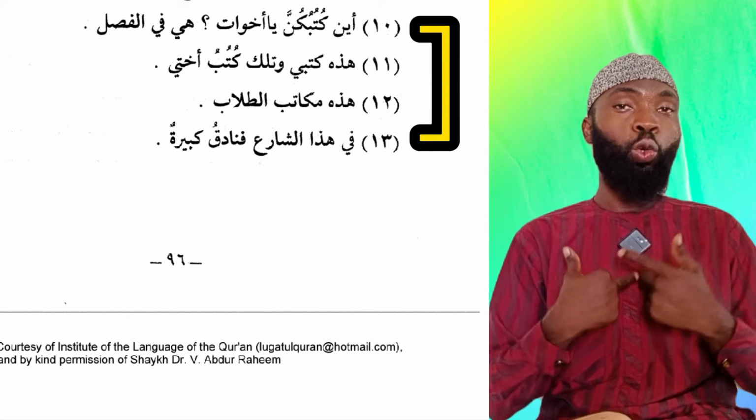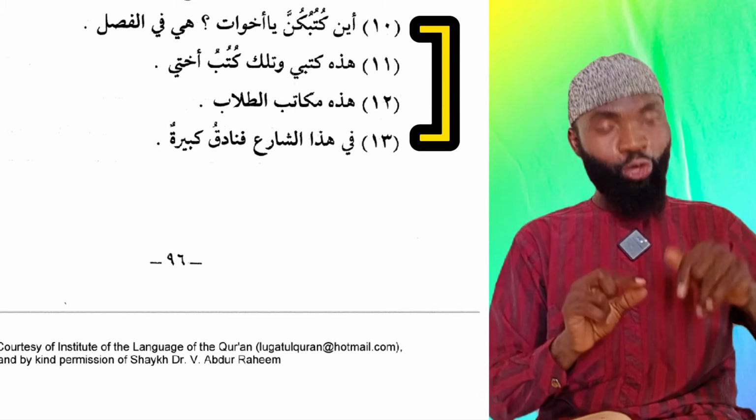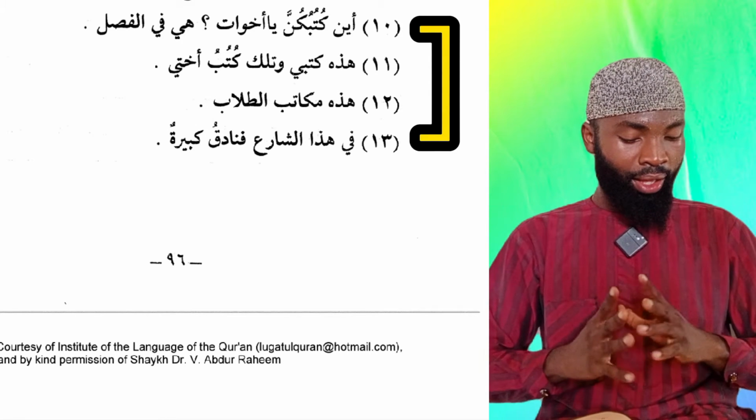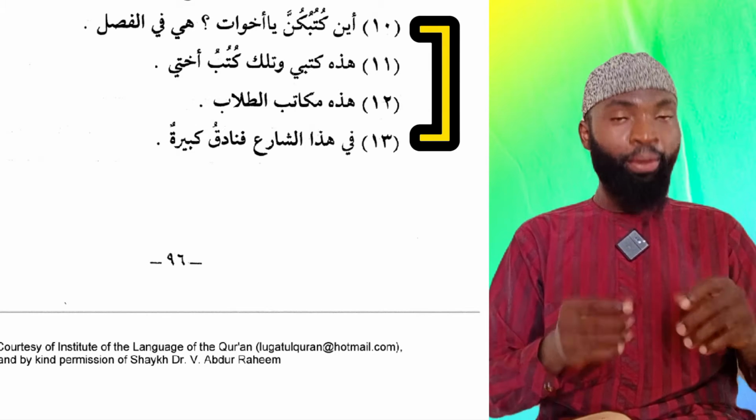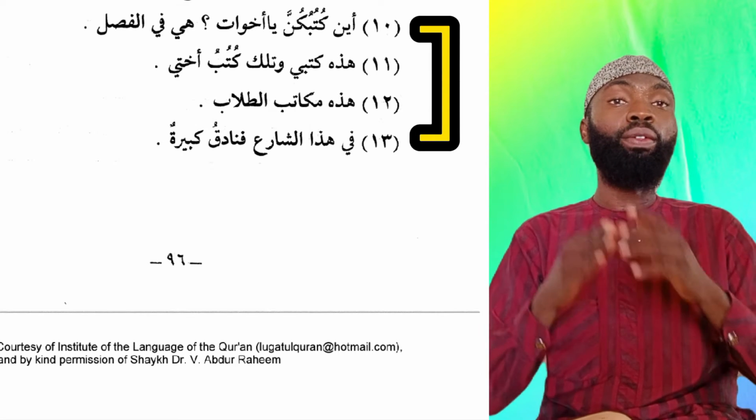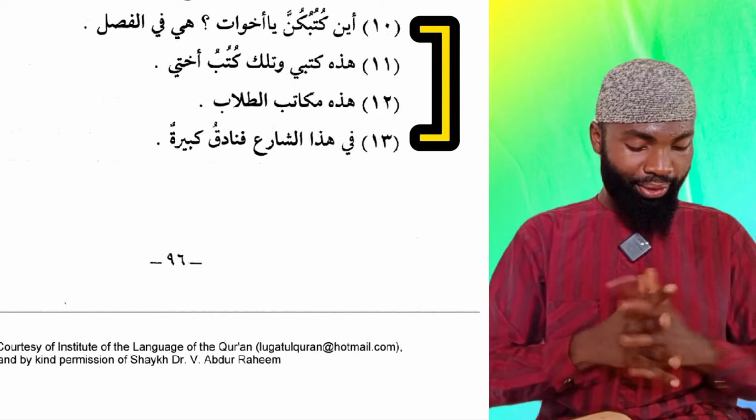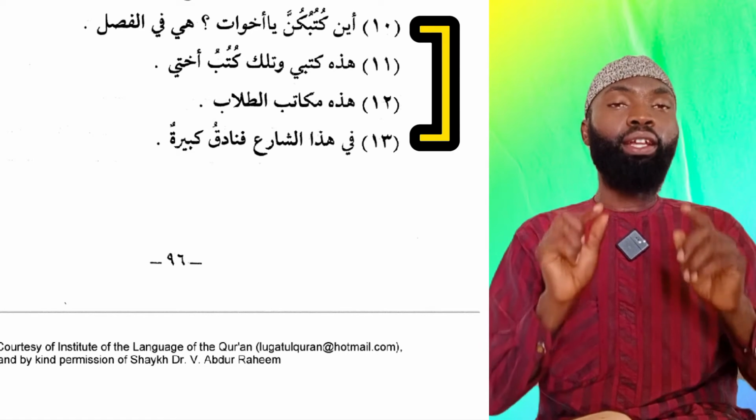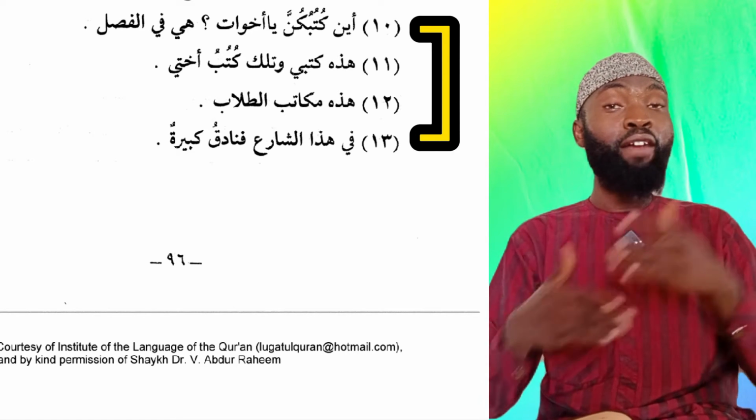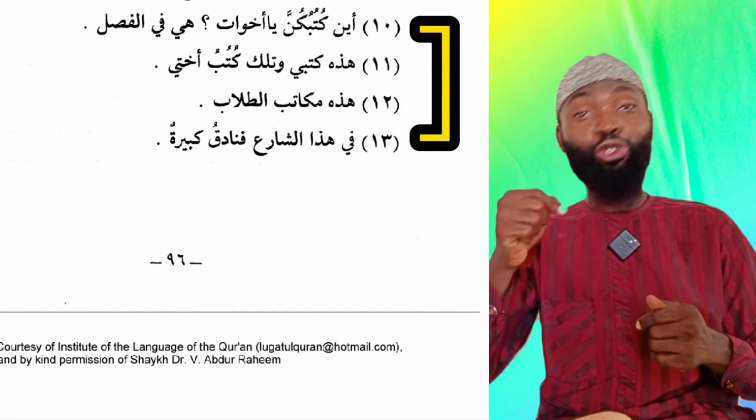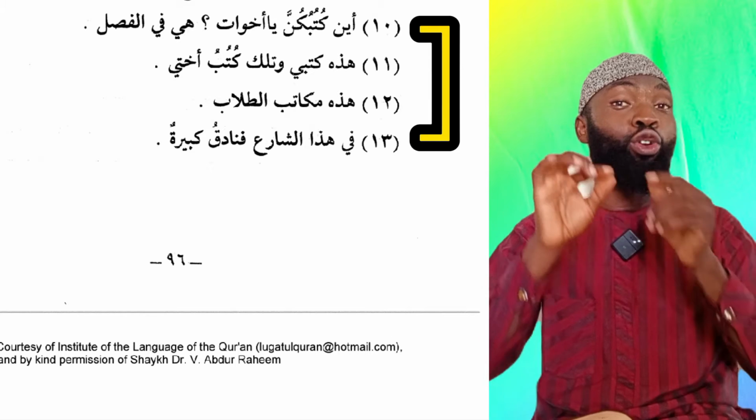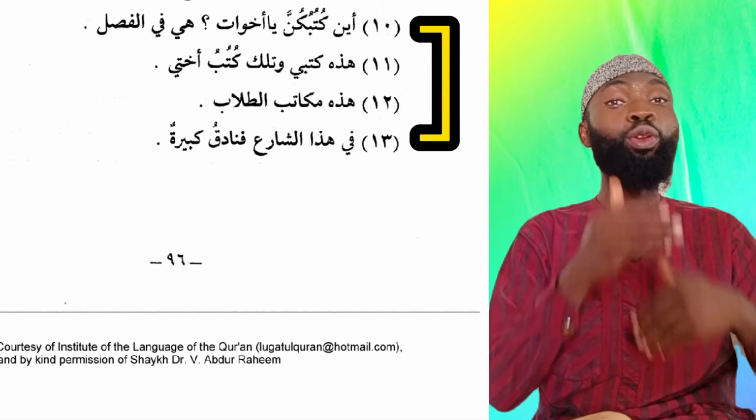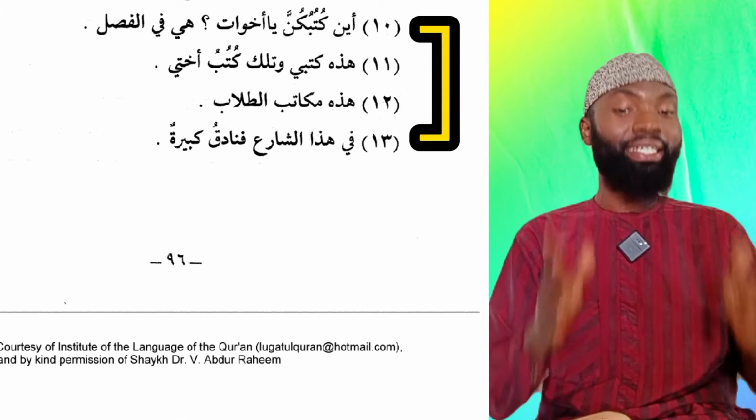Number 11, we have هذه كتبي, these are my books, وتلك كتب أختي, and those are my sister's books. Number 12, we have هذه مكاتب الطلاب, these are the tables of the students. Number 13, we have في هذا الشارع فنادق كثيرة. In this street, there are a lot of hotels. فنادق كثيرة, not كثيرون or كثيرات. كثيرة is a singular noun used for plural irrational nouns when you want to qualify, point to, or describe them.